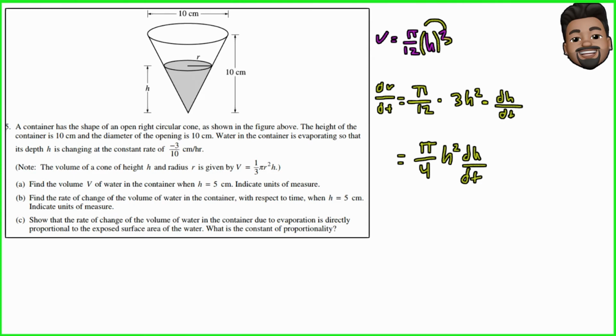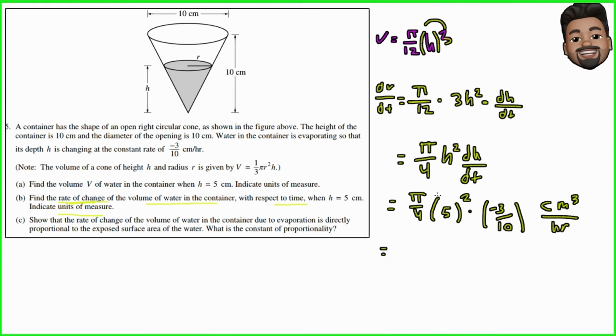And then here's the beautiful part. I can finally figure out the rate of change of the volume by plugging in 5 for h and plugging in negative 3 over 10 for dh/dt. So I'm going to get pi over 4, 5 squared times negative 3 over 10. I could technically leave it like this as long as I include units of measure. We know dV has to be centimeters to the third power divided by time, which in this problem I believe is hours. So hours.